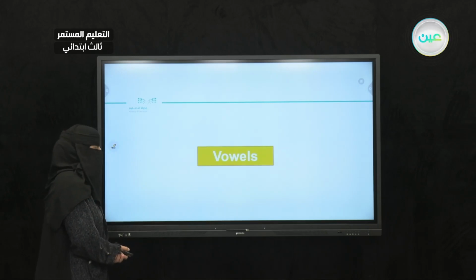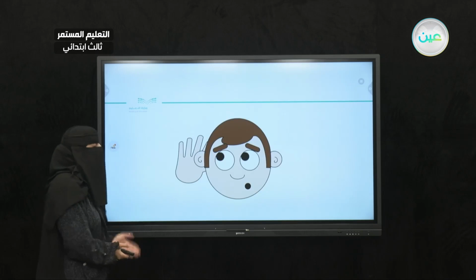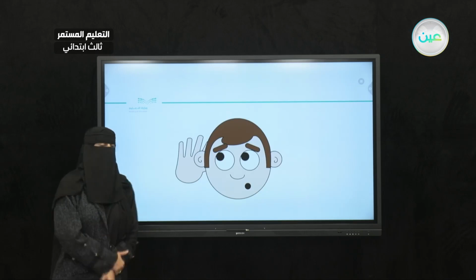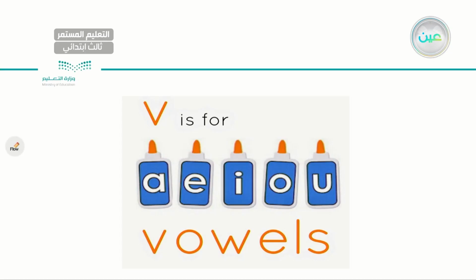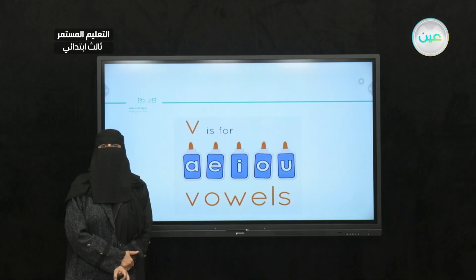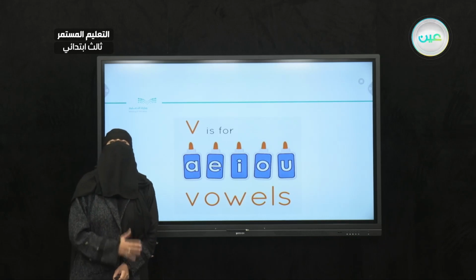Let's start with the vowels. What are the vowels, my dear student? What do we mean by the word vowels? I need you to listen carefully. So this is a listening section. Vowels are the letters A, E, I, O, and U. So how many vowels do we have? I have 5 vowels. Among all the English alphabets, I have 5 vowels. The rest are called consonants.